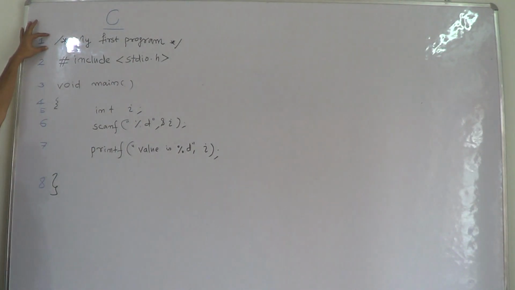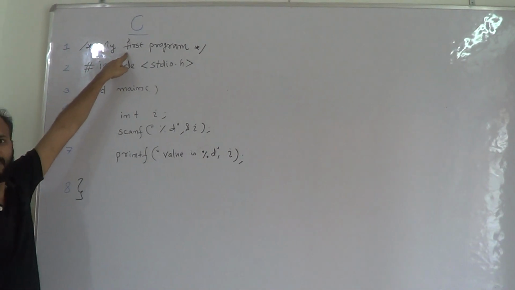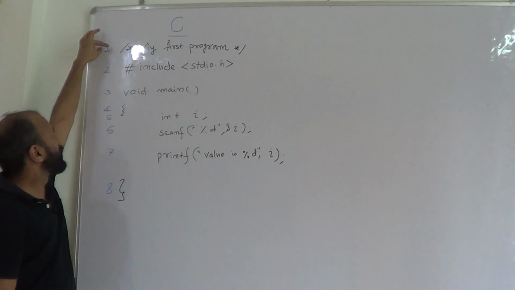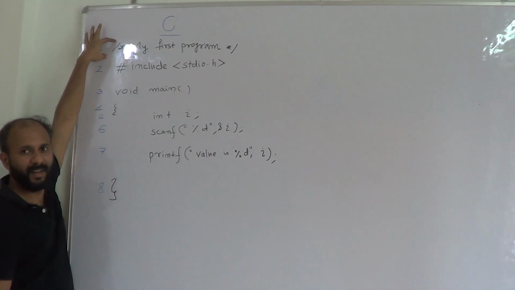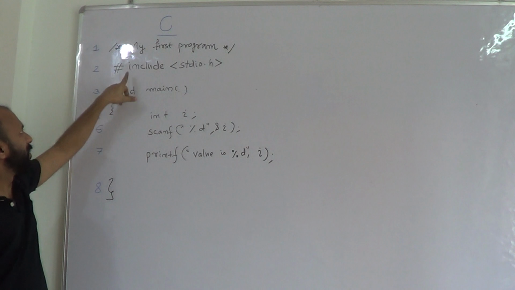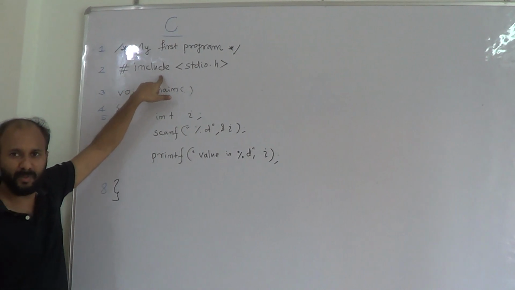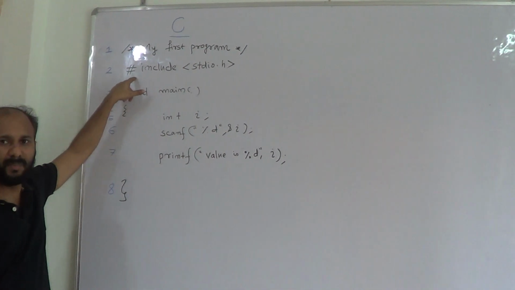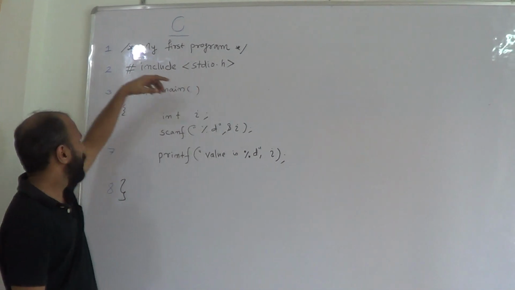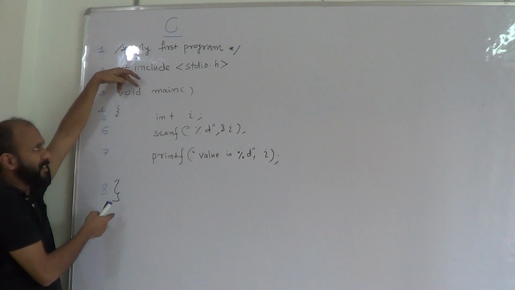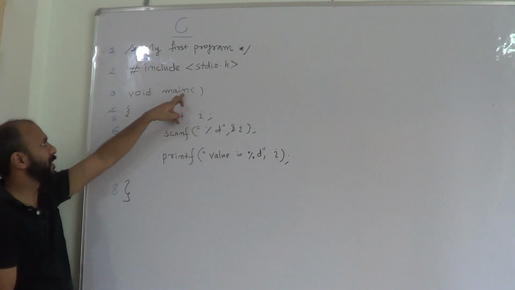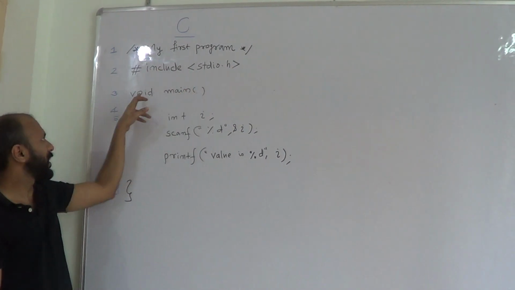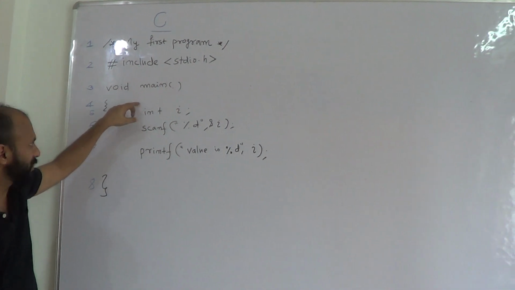The first line of this program is a multi-line comment in C. Second, there is something for the preprocessor. I am including some header files. These header files are handled by the preprocessor. Next, I have a function. The name of the function is main, which takes no argument, and the return type is void.